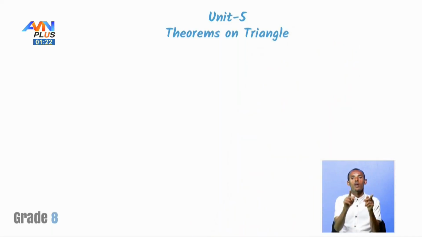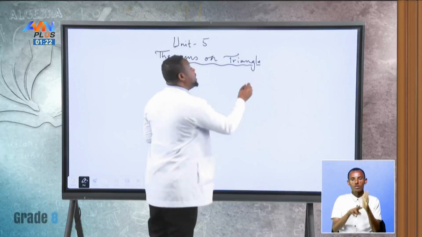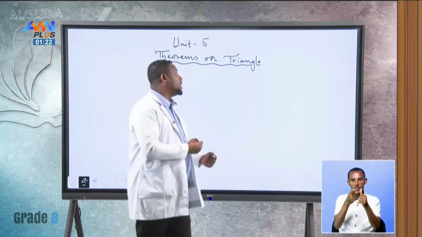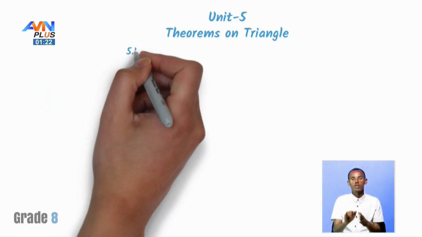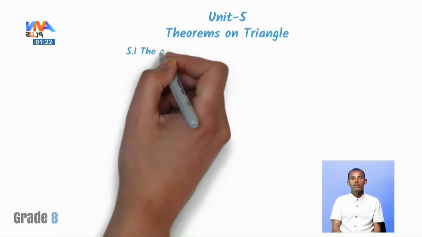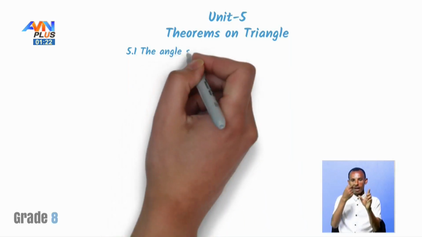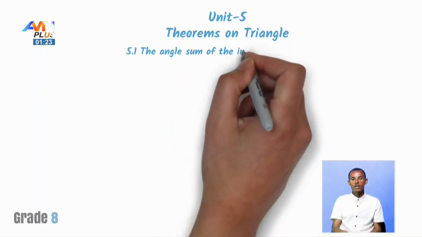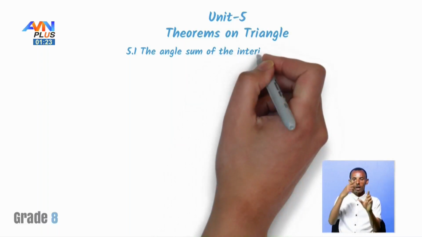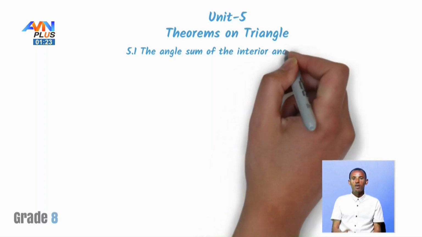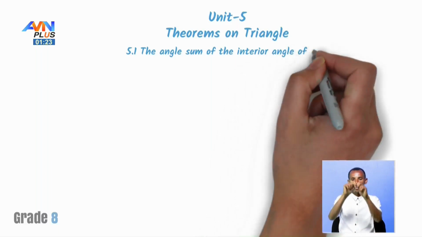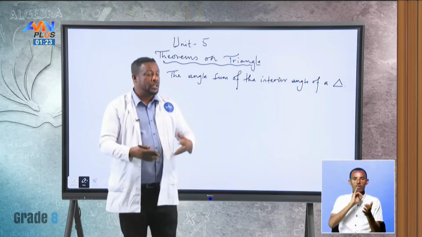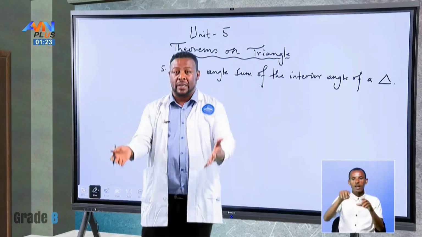Under this unit, there are three major subtopics, okay? The first subtopic in this unit is about the angle sum of the interior angles of a triangle. So 5.1 is about the sum of the interior angles of a triangle, okay?